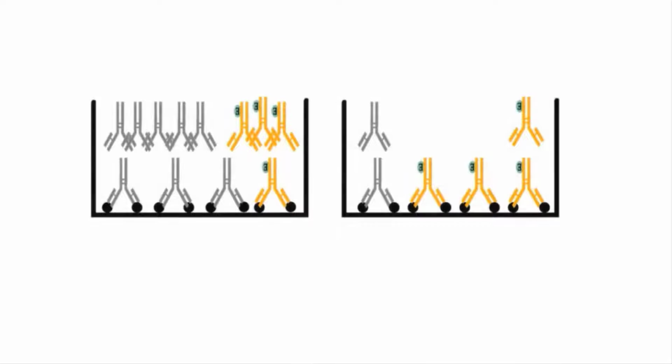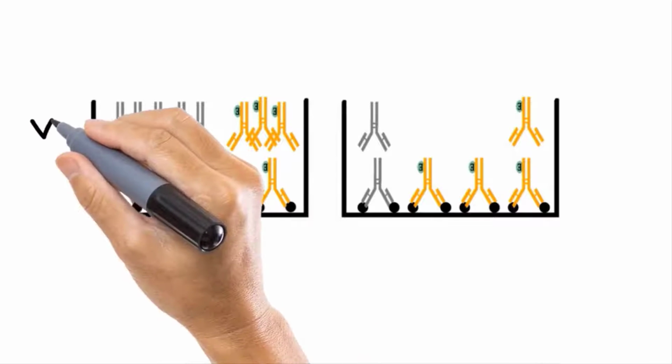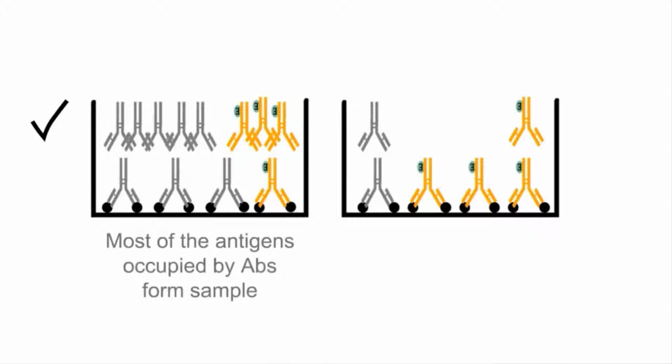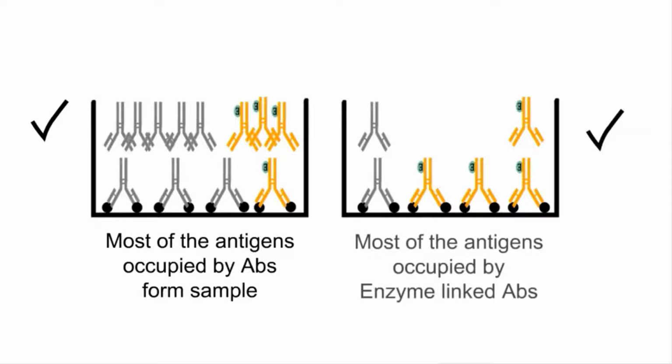If the concentration of antibodies from the sample is more than enzyme linked antibodies, as in this case, these antibodies will occupy most of the antigens of the well. On the other hand, very few enzyme linked antibodies will bind to the antigens. But if the condition is reversed, as in this case, most of the antigens will be occupied by the enzyme linked antibodies.